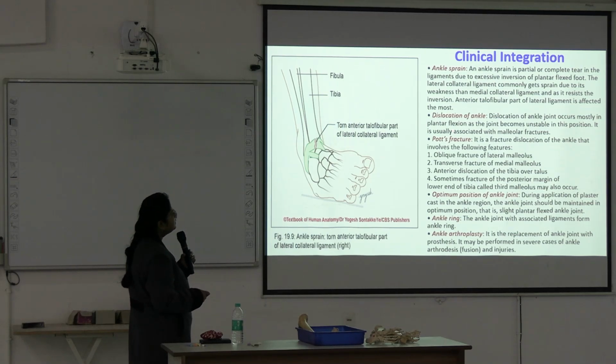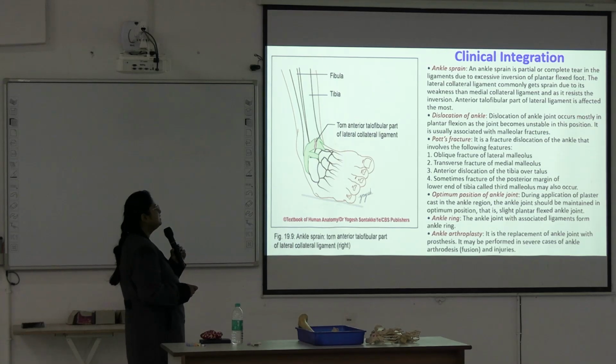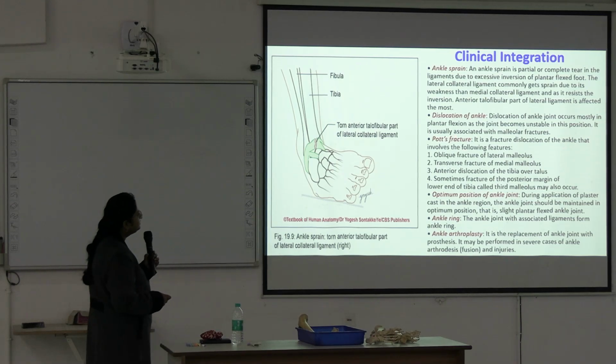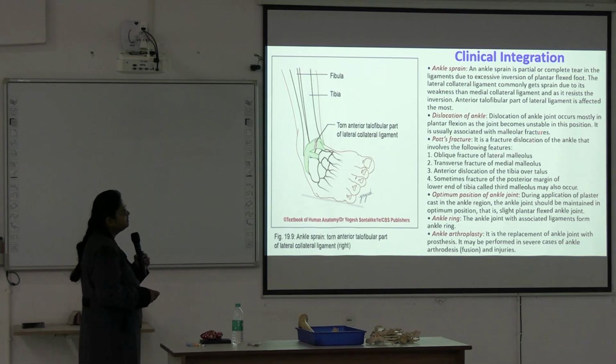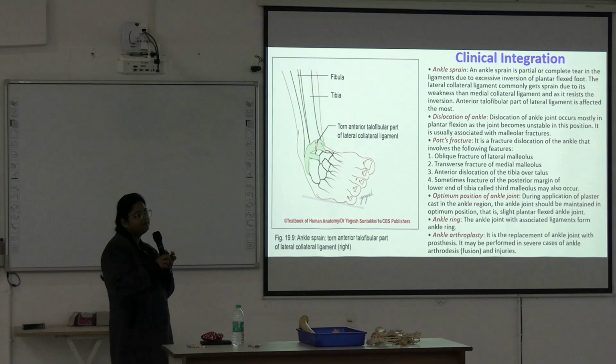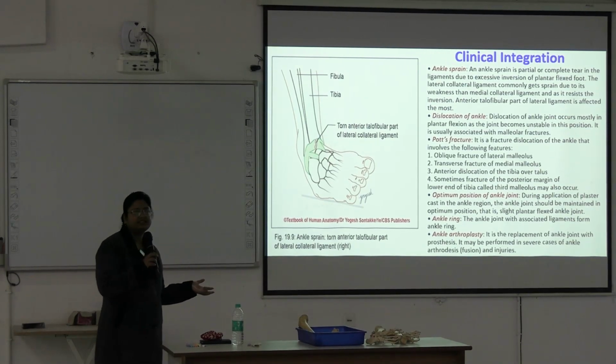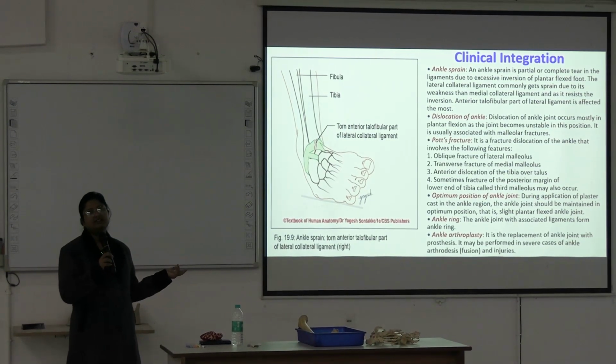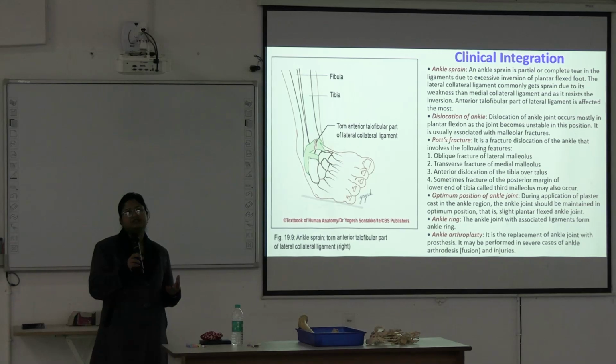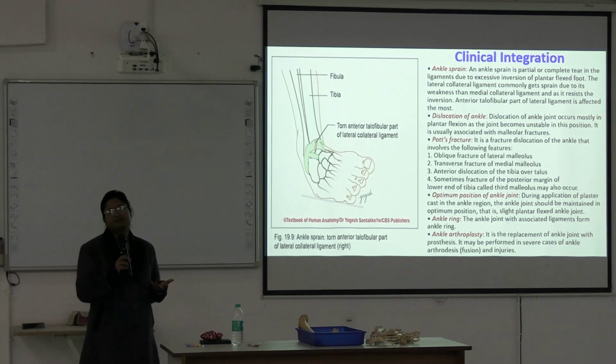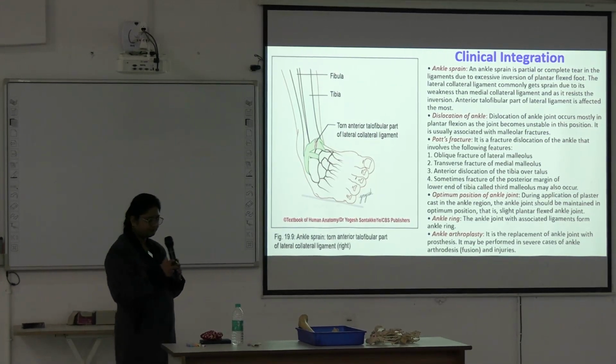Now we go to dislocation of the ankle. Dislocation of the ankle joint occurs mostly in plantarflexion, as the joint becomes unstable in this position, and it is usually associated with malleolar fractures. If there is a medial malleolar fracture, there is risk of dislocation to the medial side, and if there is a lateral malleolar fracture, there will be dislocation towards the lateral side.